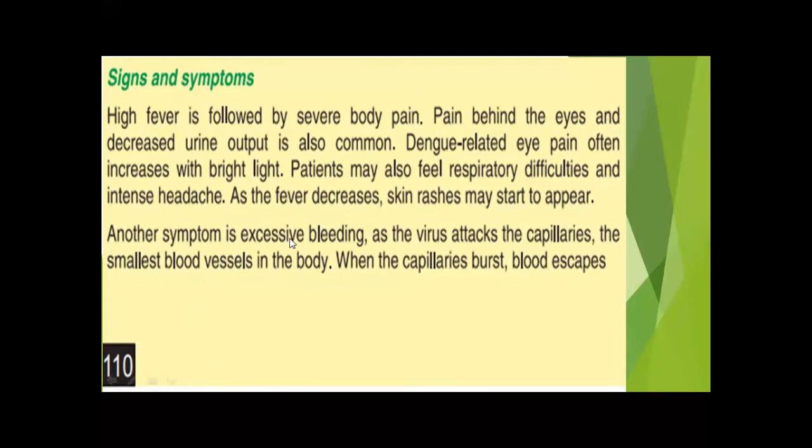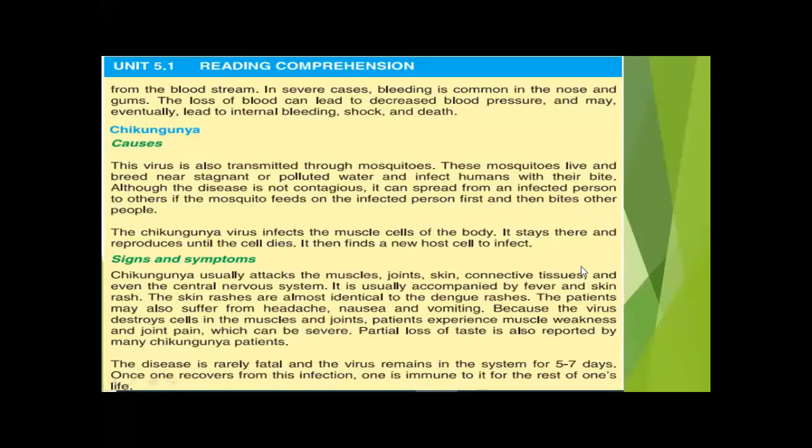Another symptom is excessive bleeding, as the virus attacks the capillaries, the smallest blood vessels in the body. When the capillaries burst, blood escapes from the bloodstream in severe cases. Bleeding is common in the nose and gums. The loss of blood can lead to decreased blood pressure and may eventually lead to internal bleeding, shock, and death.